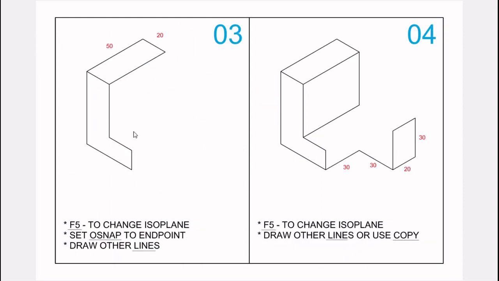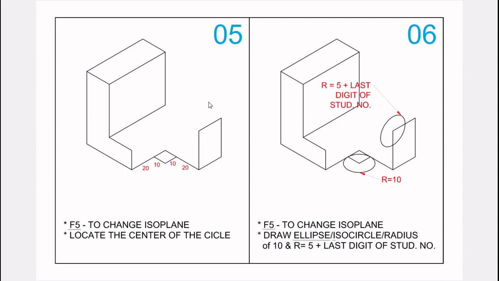Number 3. We will now change the isoplane again, so we will draw at the top. Same procedure, but the isoplane is now on the top. Next, we will draw this. Okay, these are the distances: 30, 30, 20, 30, 20, 20. By changing the isoplanes, we draw the top, then F5 again here so that we can draw this side. Next, F5 to change this plane again, so that we'll be able to draw our center.